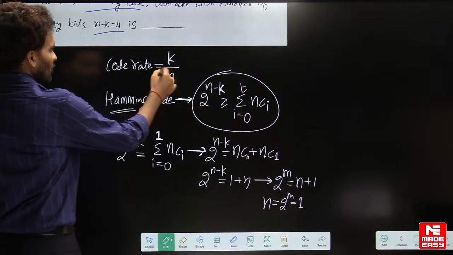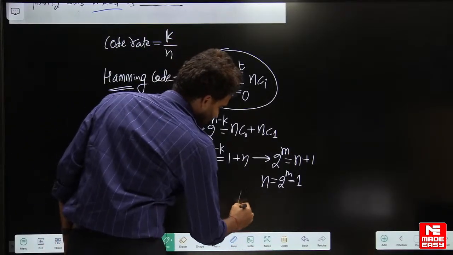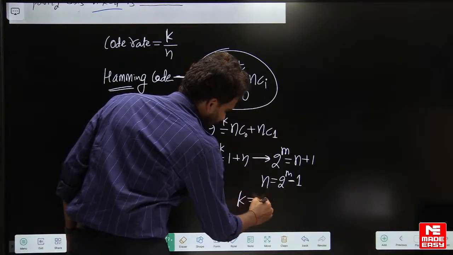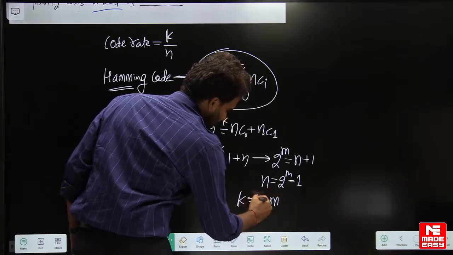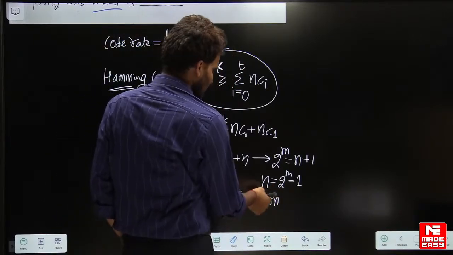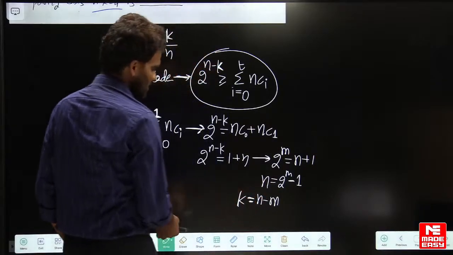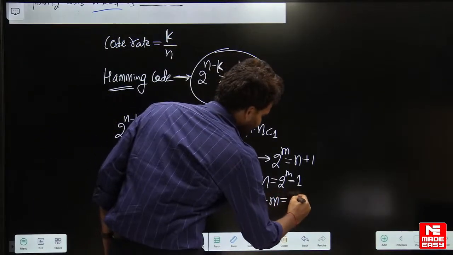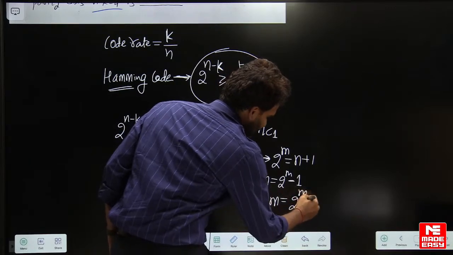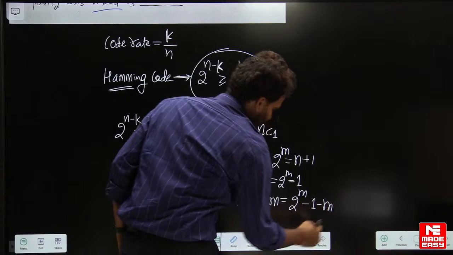Okay, n is equal to 2 power m minus 1. And what about k? k is equal to n minus m. n is the total number of bits in a code word and m is the number of parity bits. So from the total number of bits, if you subtract the parity bits, you will get the number of message bits. So n minus m, where n is 2 power m minus 1.